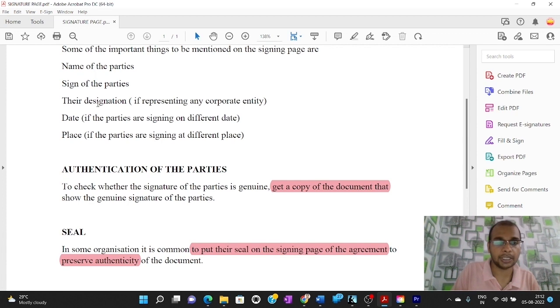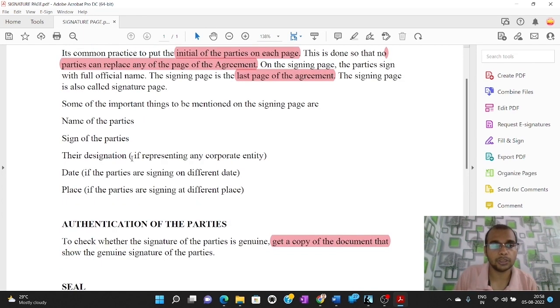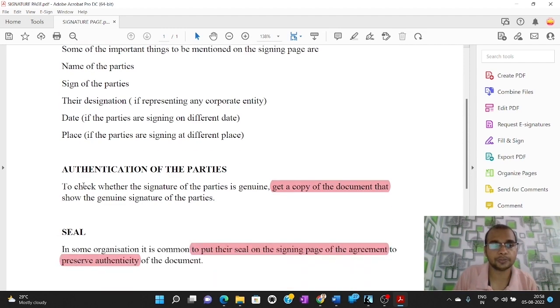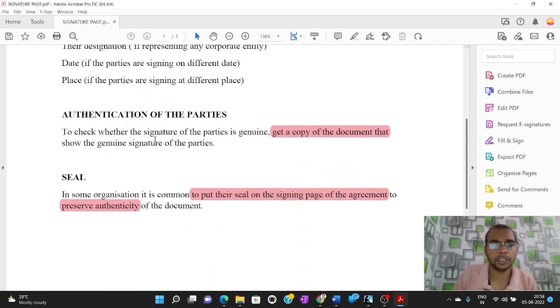So if he is a manager, we will write Nitish Kumar Singh, and below Nitish Kumar Singh we have to write manager, or if director, then director. Then below director, the name of the company. Date, if the parties are signing on different dates. Place, if the parties are signing at different places. Now, to verify the authenticity of the parties, one should take a copy of the document that shows the official name of the parties and the signature of that party.